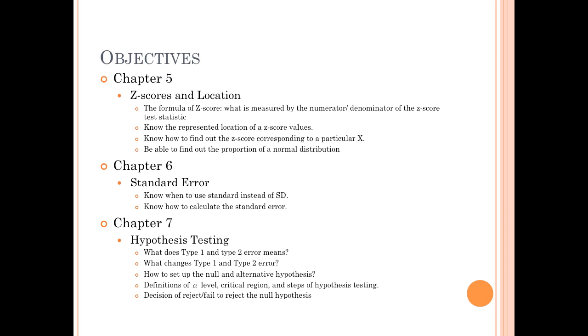Chapter 7 is hypothesis testing, and you need to know what type 1 and type 2 errors are, what affects type 1 and type 2 errors, how to set up null and alternative hypotheses, definitions of alpha level, critical region, and steps of hypothesis testing, and when to make decisions about rejecting the null or failing to reject the null hypothesis.